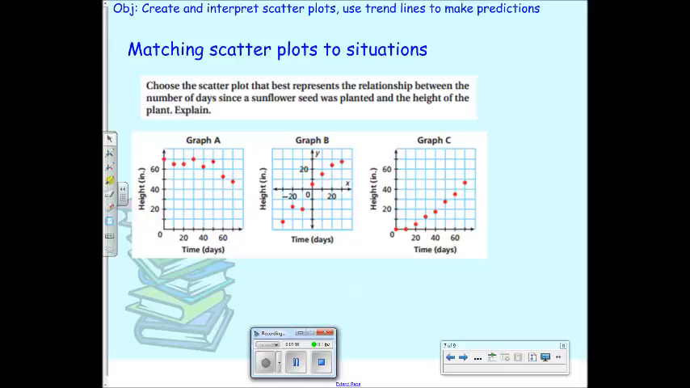It would start to go down. Matthew, why? Because the plant dies, right? And as the sunflower dies, it starts getting shorter and shorter because it droops over, and then all of a sudden it's dead and gone, right? So it would ultimately go back down to 0.